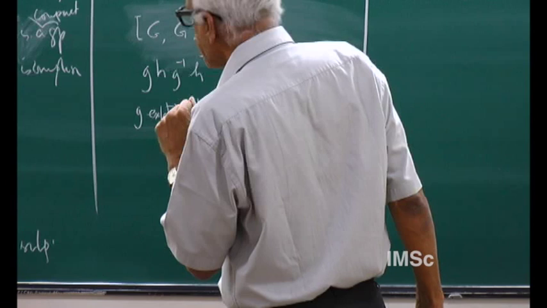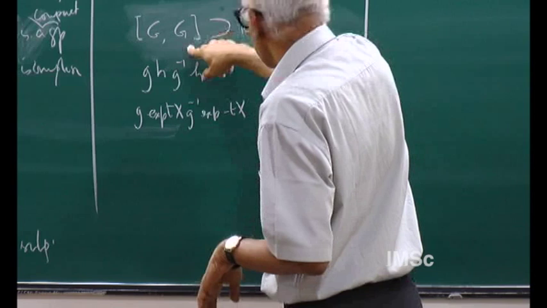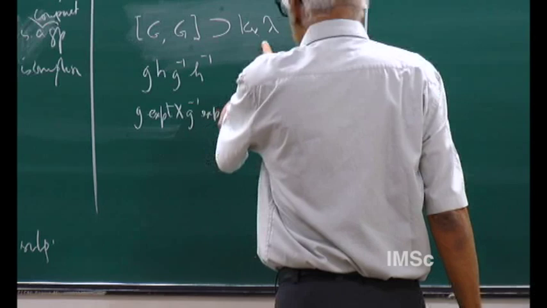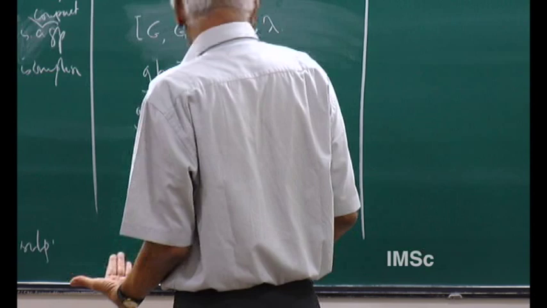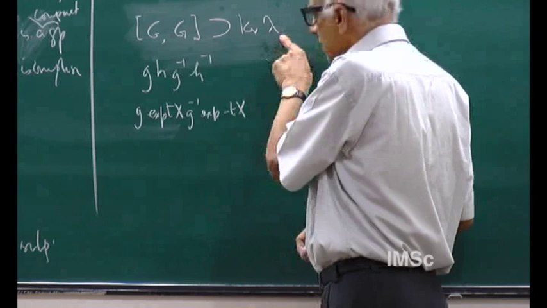Which way is it? Kernel lambda contains [G,G] is clear. Anything in kernel lambda being contained in this is what I have to prove. Everything is a limit of this kind of sequences. Yeah, it's enough to prove that all commutators are in kernel lambda. If I prove that all commutators are in kernel lambda, I'm done, right? Because the commutators generate [G,G]. Oh, kernel lambda contained in [G,G] is what I want.